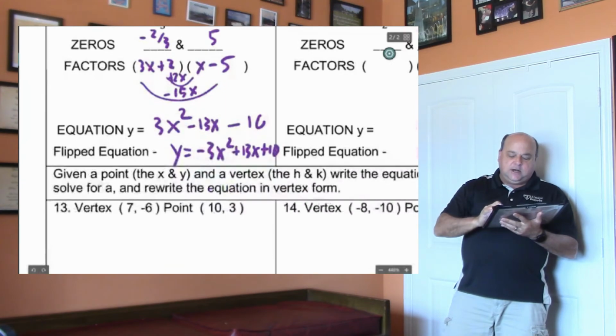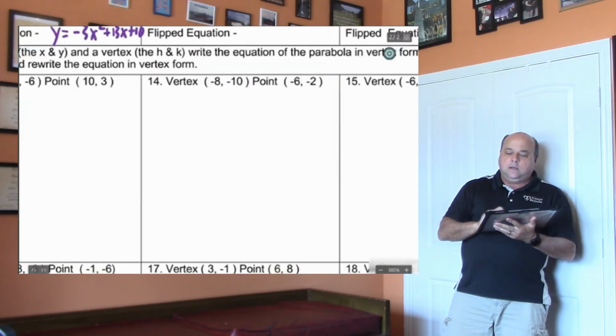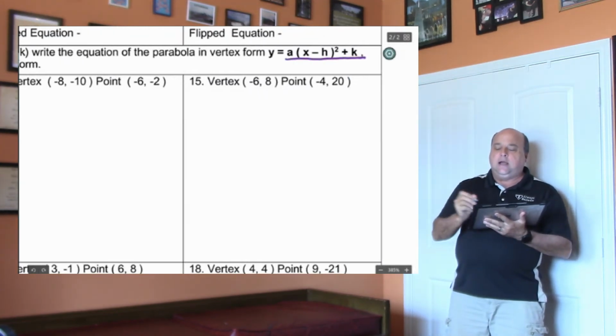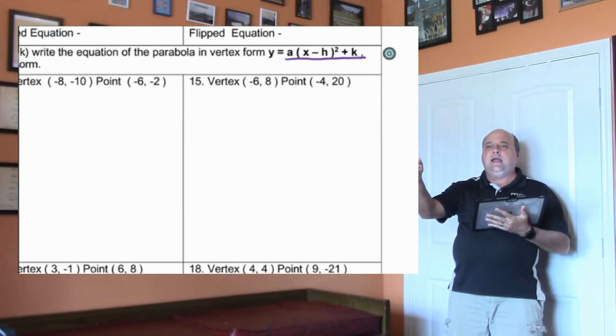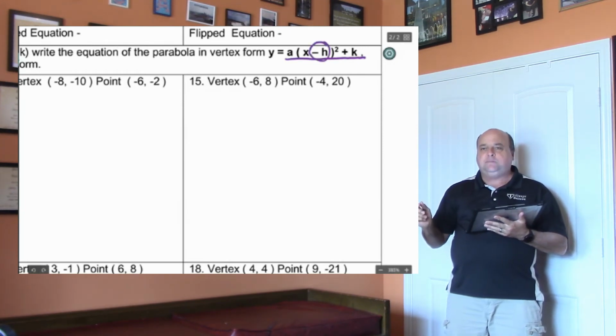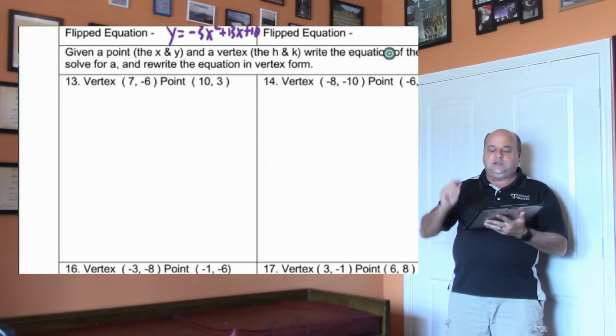And let's go down to number 13. This is when it gets hard, okay? So in vertex form, I've got the equation right here, don't I? We're going to solve for the a. We have to find the a, and remember the h flips signs, okay? So let's go to number 13. I'll do 2 of these with you.